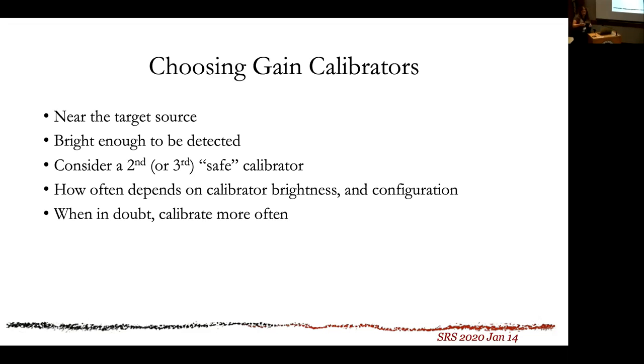If you have multiple tracks for a project and you realize in your first one you calibrated way too often, you can adjust it for your next few tracks. But if you don't have enough calibration, you can't go back and get more.